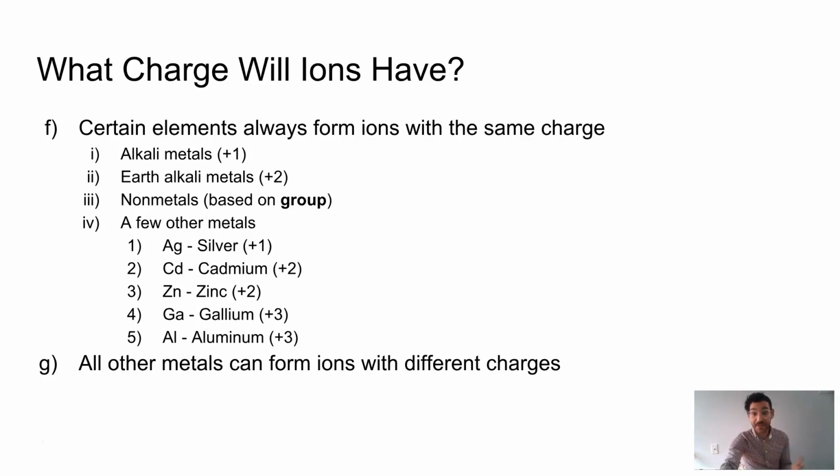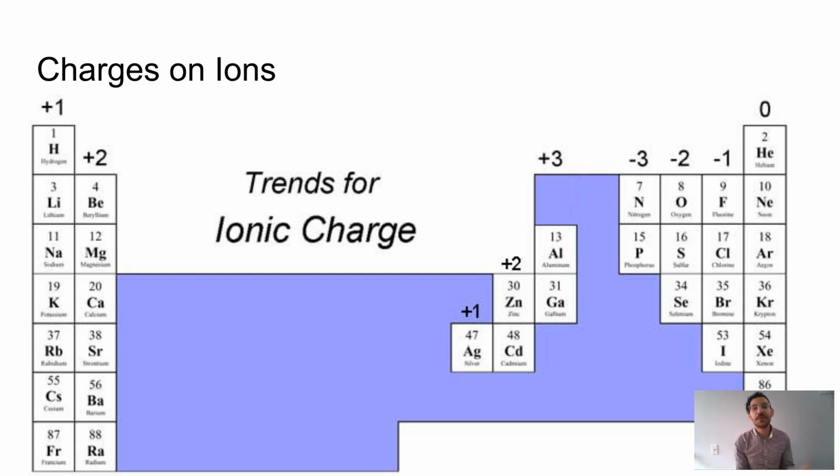But all the other metals like to form ions with different charges. And that allows them to do really cool chemistry. So here are our trends for specific ionic charges. We've got a +1, a +2 on the left side of the periodic table.